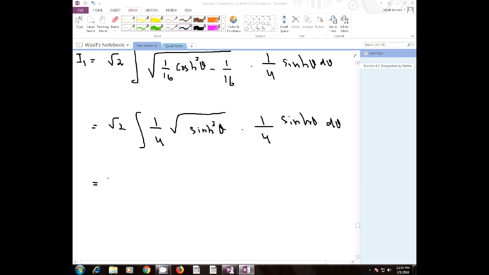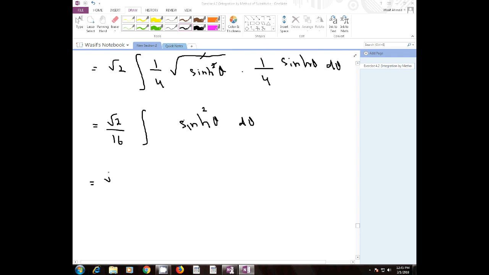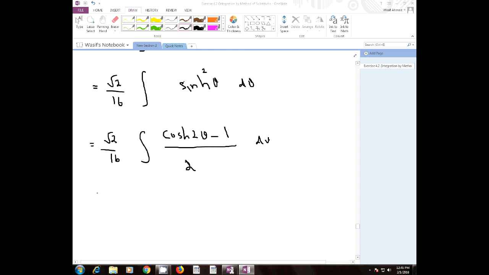4 and 4, they get multiplied and take them out of the integral. You have square root 2 divided by 16. Integral of square of the sine hyperbolic theta cuts with its square root, and you have sine hyperbolic theta multiplied by sine hyperbolic theta, which is equal to sine hyperbolic square theta d theta. And we know that sine hyperbolic square theta is equal to cos hyperbolic 2 theta minus 1, which you should prove by yourselves, divided by 2, d theta. And this is equivalent to square root 2 divided by 32.